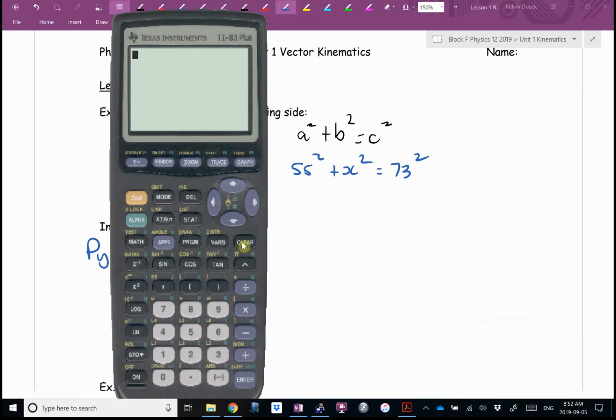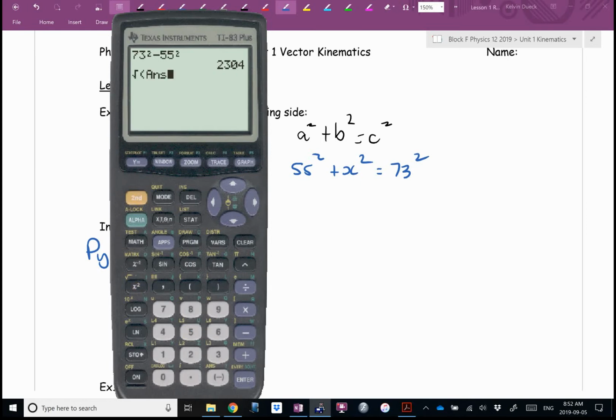Matt, because I'm naturally lazy, I like to take, I think I used the phrase last year, organized but lazy. I said that fairly often. So although your math 8 or 9 teacher might have made you rewrite all this, I would just go 73 squared minus 55 squared equals, and then I would go square root, answer button.